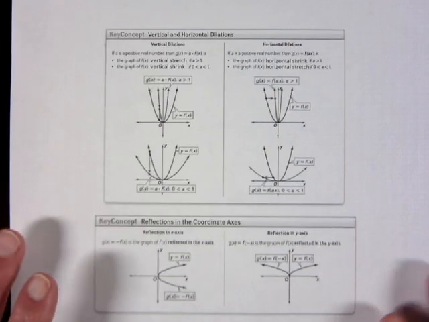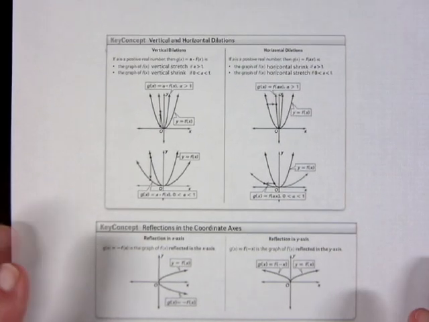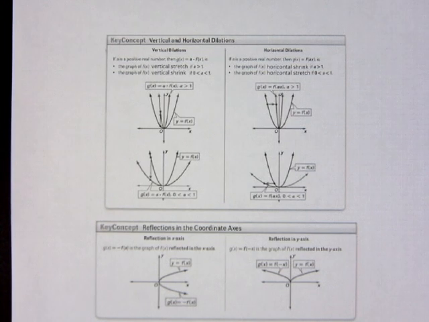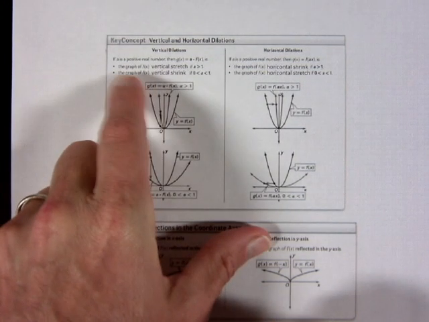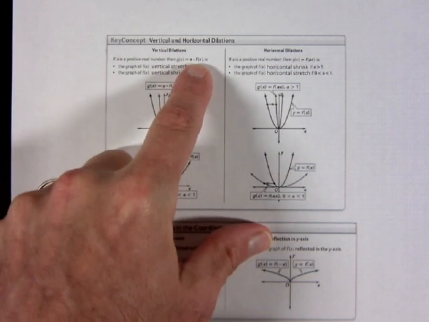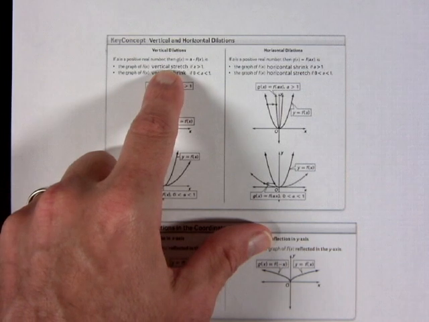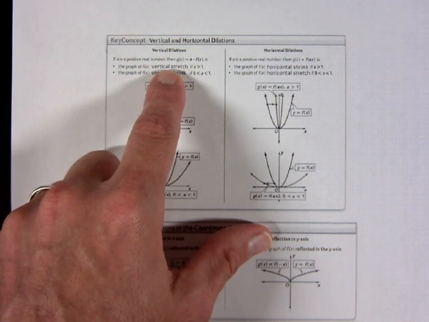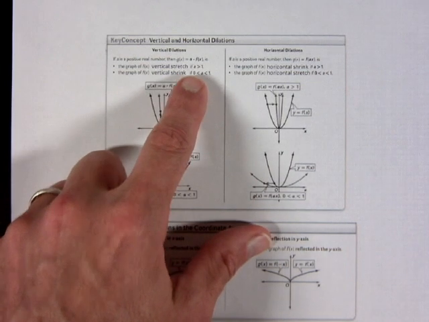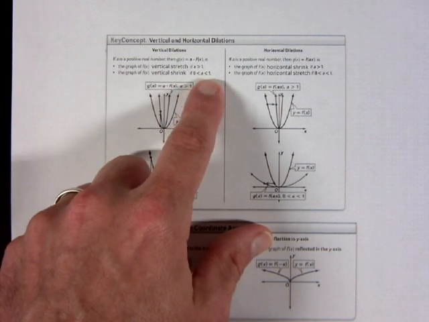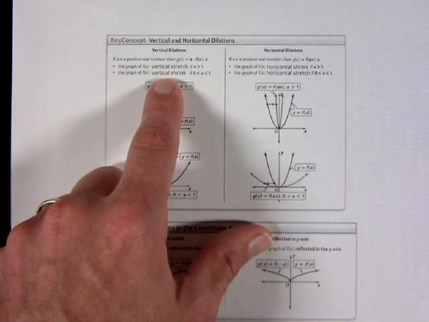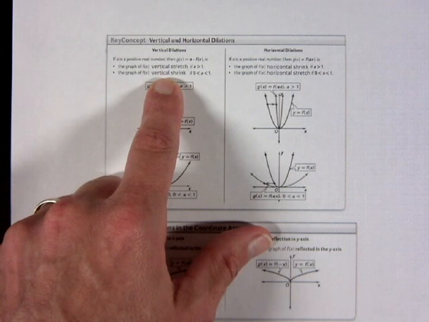Let's take a look at vertical dilations. Now, if I multiply that function by a value, if that value is greater than 1, then that's going to cause what we call a vertical stretch. If that value is between 0 and 1, that is going to cause what we call a vertical shrink. All right?